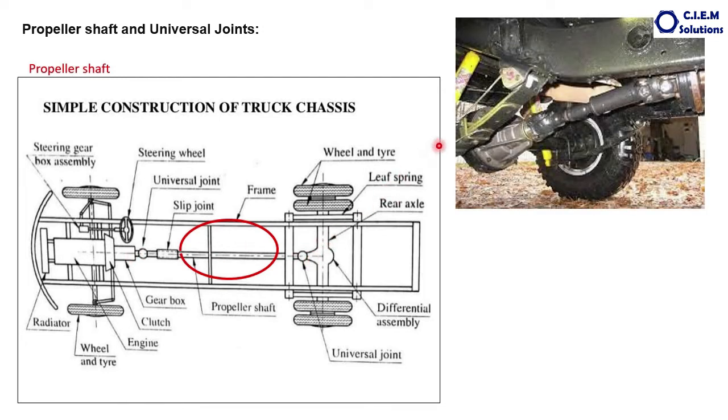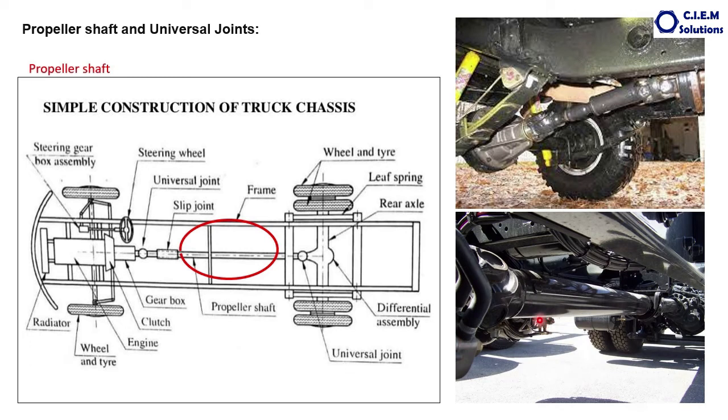When you observe the vehicles, the propeller shaft looks like this. This is the transmission, this is the differential. In between there is a propeller shaft. These are the universal joints. About this mechanism also, why this tubular section is not uniform, why it is larger, why it is smaller also we will discuss.